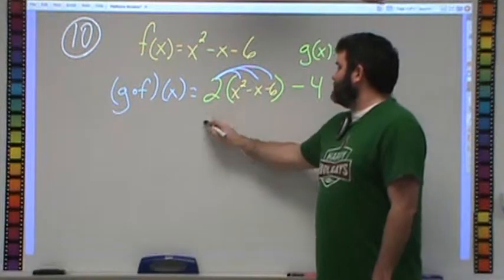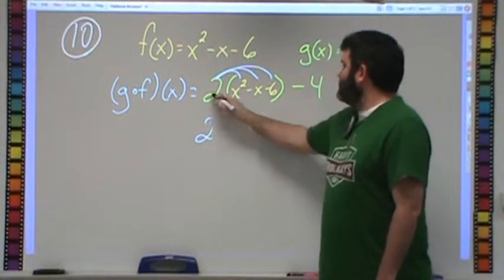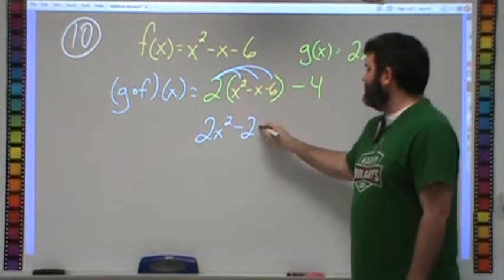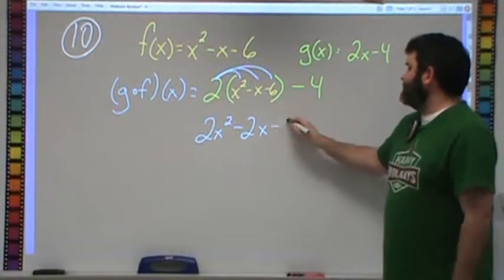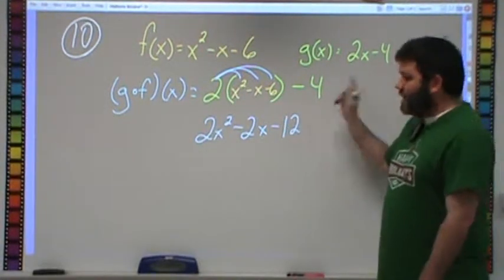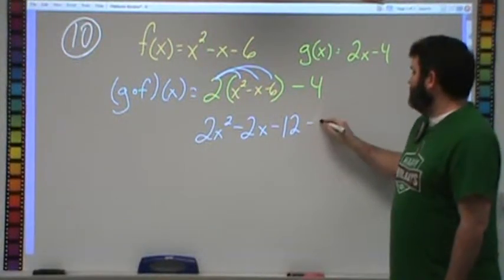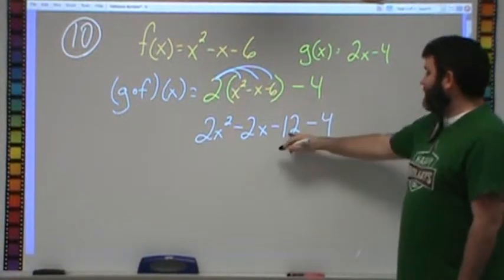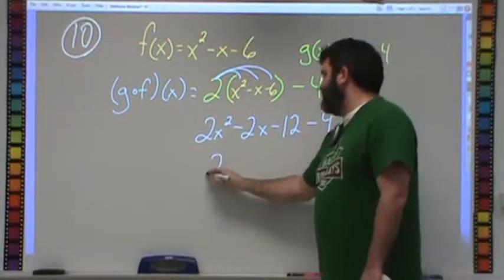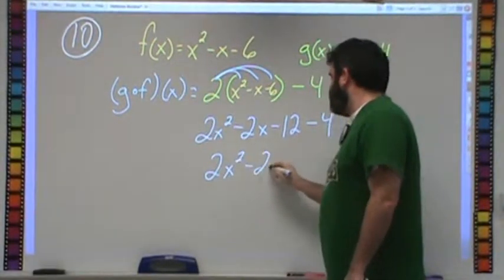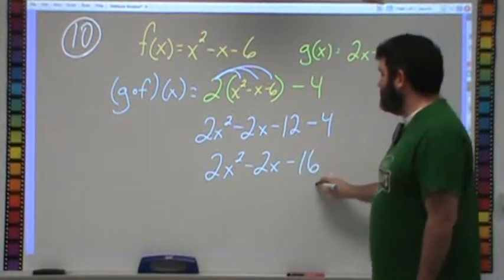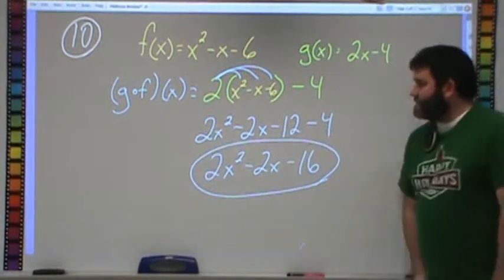So 2 times x squared gives me 2x squared. 2 times negative x gives me a negative 2x. 2 times negative 6 gives me a negative 12. 2 does not get multiplied to the negative 4, because it was not in parentheses. So I just leave that minus 4. I've got some little like terms to combine here. So I've got 2x squared minus 2x minus 16. And that one is done.